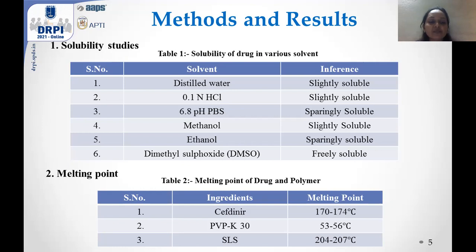Also, we have done the melting point study by the Thiele's tube method, and the cefdinir was found to melt at 170 to 174 degrees centigrade. For PVP K30, the melting point was found to be 53 to 56 degrees centigrade, and for SLS, it was found to be 204 to 207 degrees centigrade.